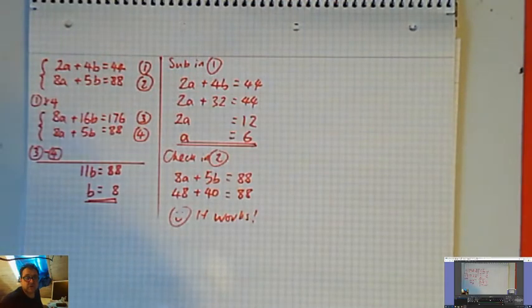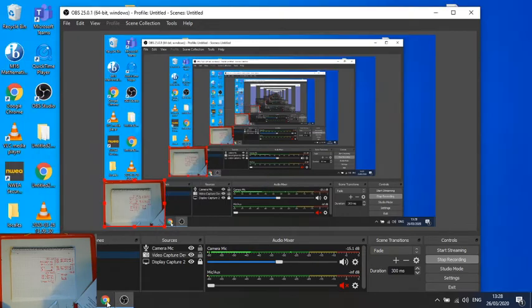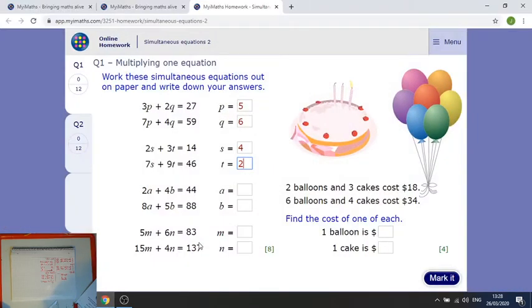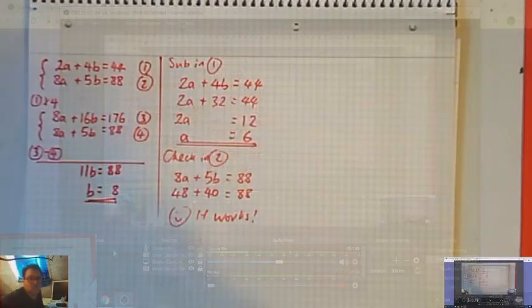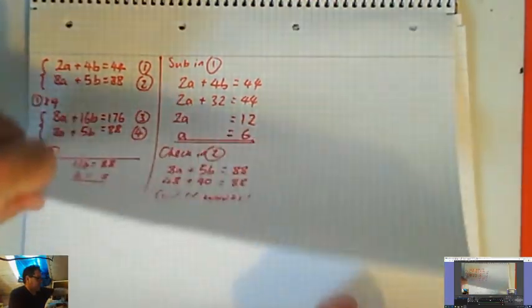So I'm just going to go over to iMaths and fill that in. Click that there, if I can figure out my fancy schmancy editing software here. Okay, so 6 and 8 were the answers to that. And then the next question is 5m plus 6n equals 83, 15m plus 4n equals 137, which I've already got on my pad, I hope.